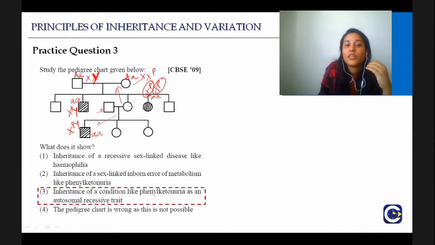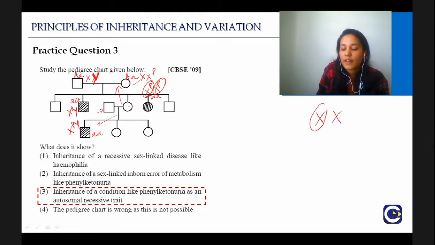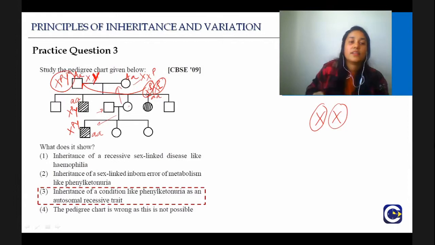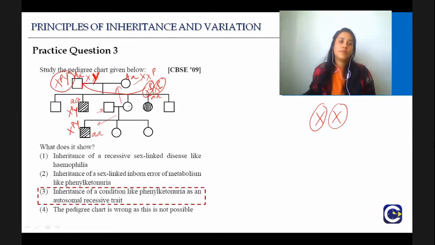Obviously, this female should take one defective allele from the father, because females inherit two X chromosomes, one from the father and one from the mother, and to be defective, she should have both defective ones. But the father here is completely normal. If it is an X-linked disorder, the father will be diseased. That is why it is autosomal. There is no crisscross pattern here.